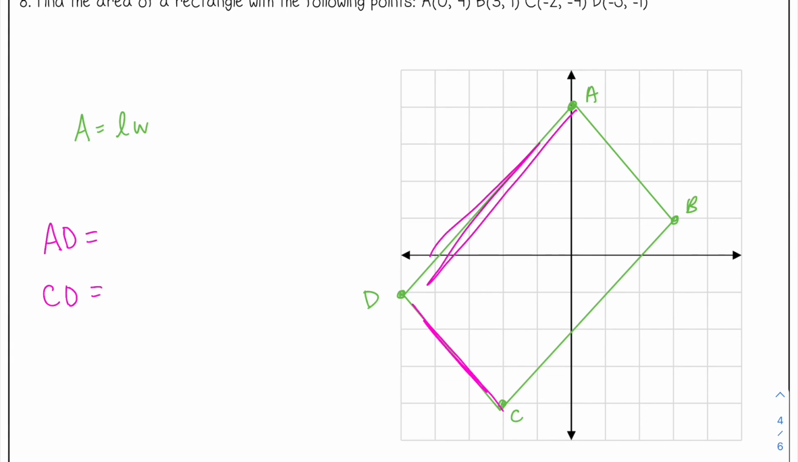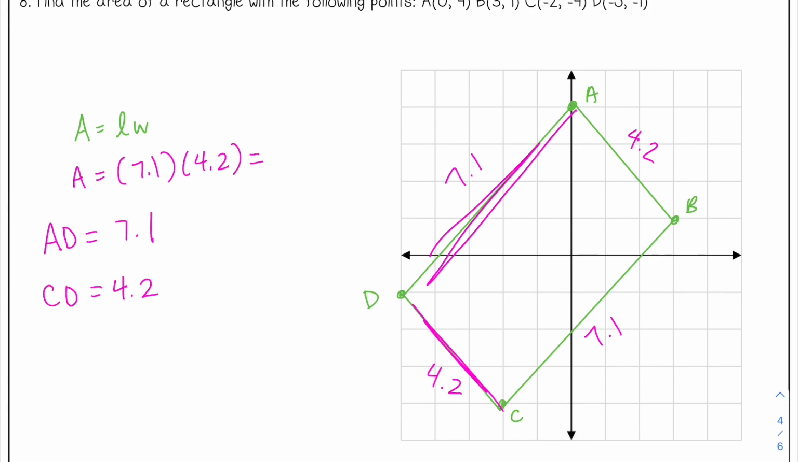All right, so for AD, the longer side, I got 7.1. And for the shorter side, I got 4.2. Those are my lengths. It would be the same for the others as well, since this is a rectangle. All right, so I'm going to multiply those together. And I get about 29.8 units squared.